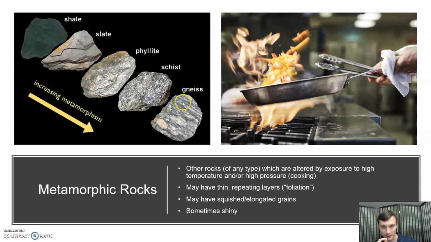And you can see on this one, there are these little layers, black layers running along. This is not something you would see in an igneous rock. It's something called foliation. It's a sort of fabric to the rock. And something you'll also see are these squished or elongated grains inside of there. This is one of the other ways you can tell that what you are looking at is metamorphic.